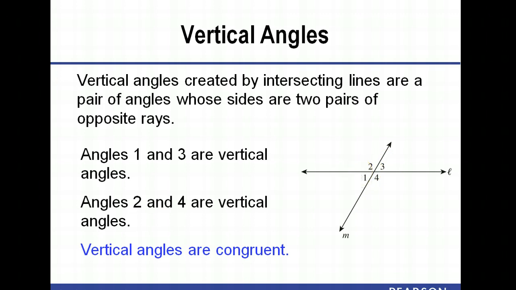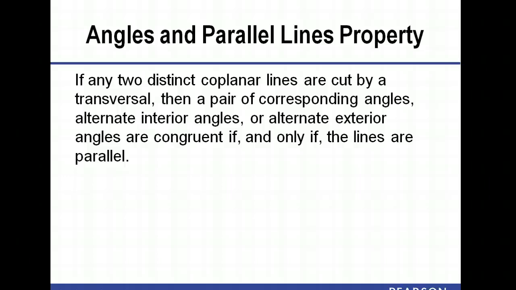So let's skip to slide 7 because we did all of this in the tables. So this is slide 7, and we're able to make a claim here if we know that a transversal is cutting parallel lines. This is called the angles and parallel lines property. If any two distinct coplanar lines are cut by a transversal, just like in table 11-12, then a pair of corresponding angles, alternate interior angles, or alternate exterior angles will be congruent if and only if the lines are parallel.